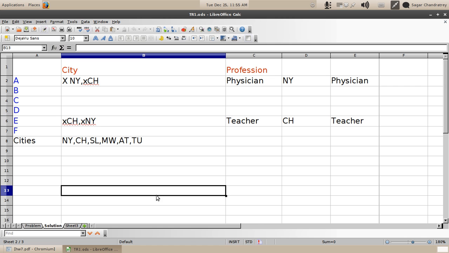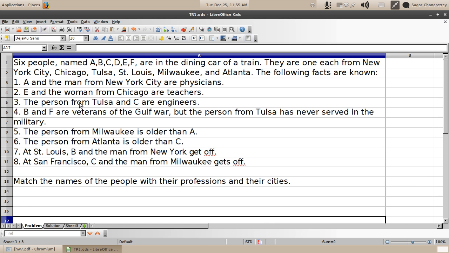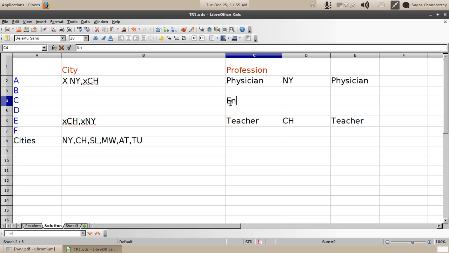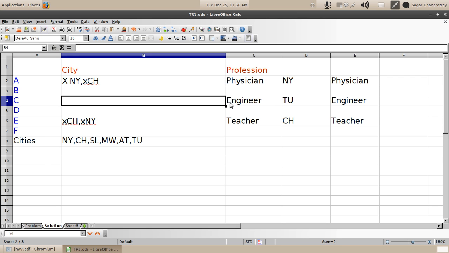Okay. It takes a little time to understand this logic, but once you are comfortable with this logic, you'll be able to proceed with this problem. Let's read the third statement. The person from Tulsa and C are engineers. So in front of C, we'll put the profession as engineer, and for Tulsa, engineer. Now once again, this C is not a physician nor a teacher, so this person cannot be from New York and cannot be from Chicago, also cannot be from Tulsa.